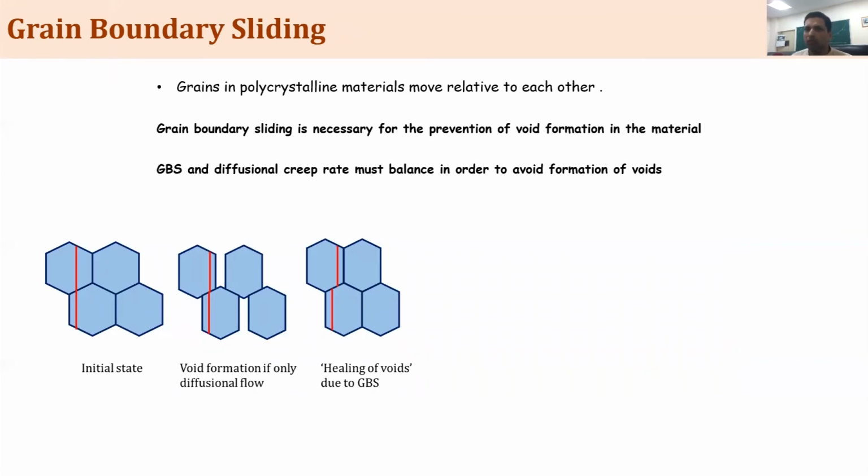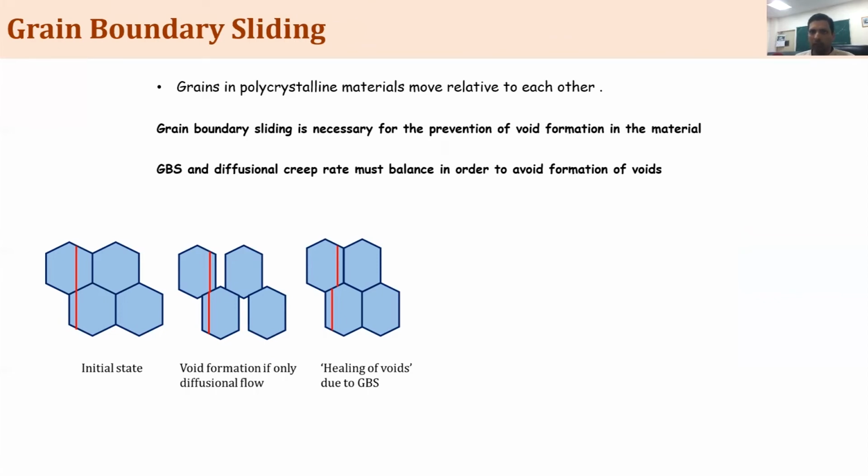Now I'm putting it in quotes because, as I said earlier also, this is not an independent mechanism of creep. This is just a supporting mechanism. So here grains in a polycrystalline material move relative to each other. Earlier we were seeing the elongation of the grain, but now we are talking about the movement of the grain, or sliding along the grain boundary. So grain boundary sliding is necessary for the prevention of void formation in the material.